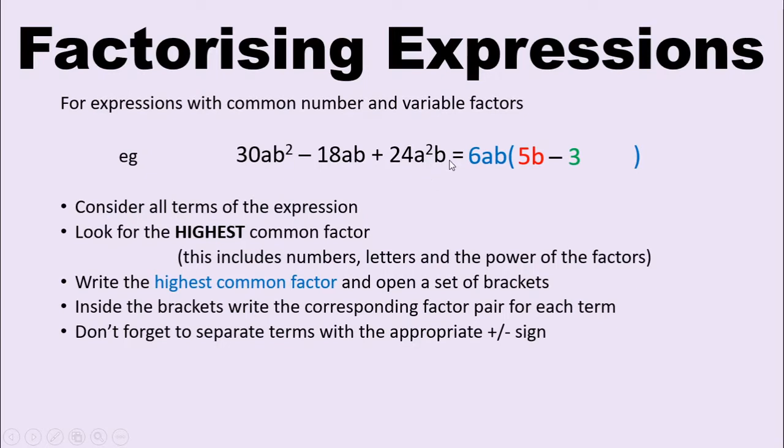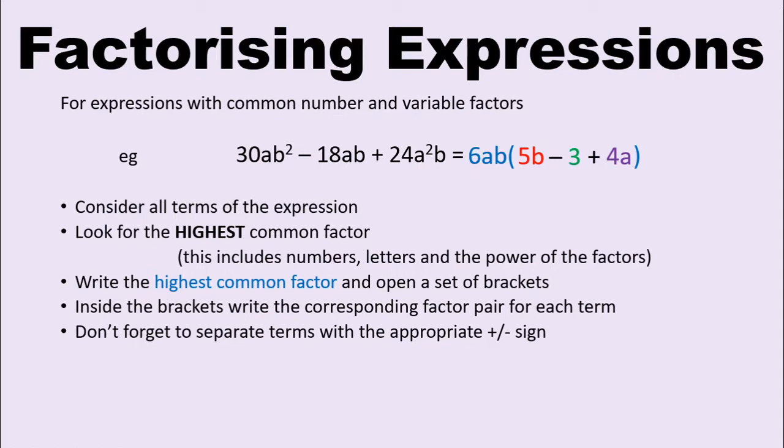Our third term in the expression, 24a squared b, if I divide positive 24a squared b by 6ab, 24 divided by 6 would be 4. A squared divided by a would cancel out one of those a's, so it would be a, and b divided by b would cancel out the b completely, so that's positive 4a.